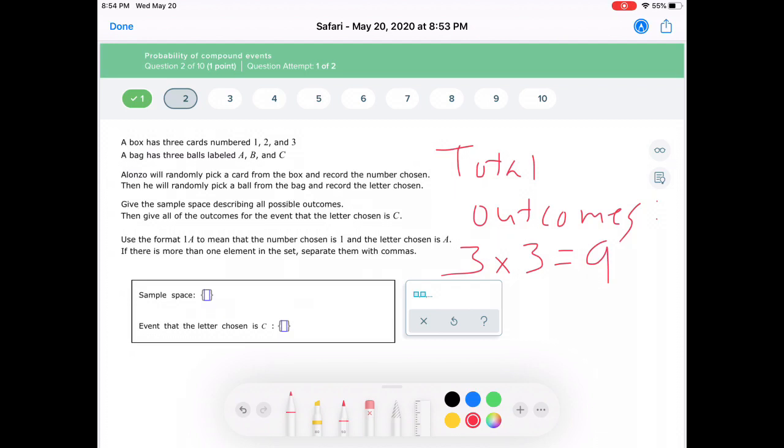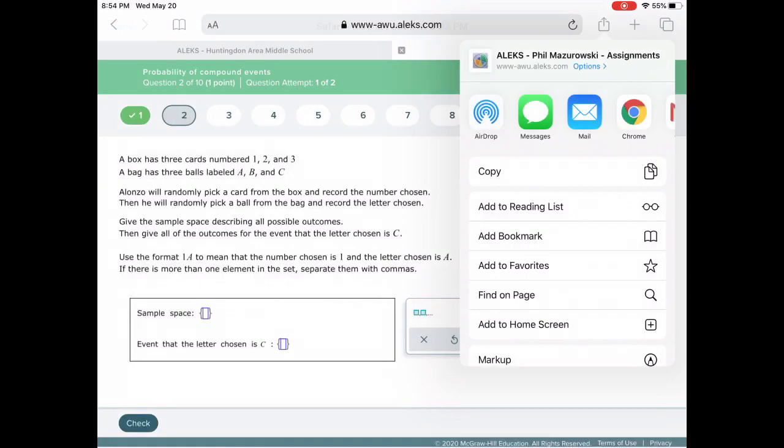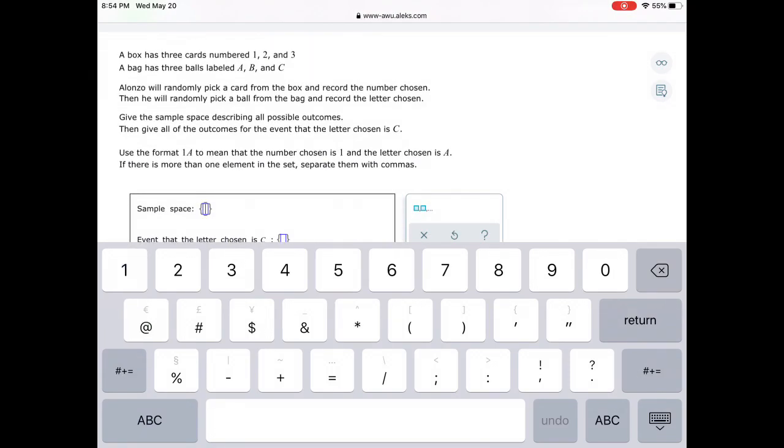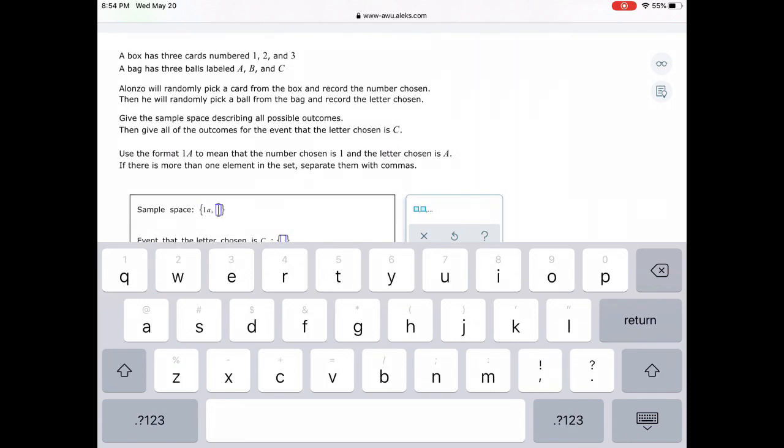So they're saying, let's use the numbers obviously for the cards and the letters for the balls, and try to be systematic with this. All right, so what I mean by systematic is kind of follow a rule. So let's do all ones first. So I could get 1A, I could get 1B, and I could get 1C. All right, after all the ones, I can get 2s. And same thing, I can get 2A, I can get 2B, and I can get 2C. And then we go through all the 3s. I could get 3A, I could get 3B, and I can get 3C. And that gives me all 9 outcomes like we talked about.